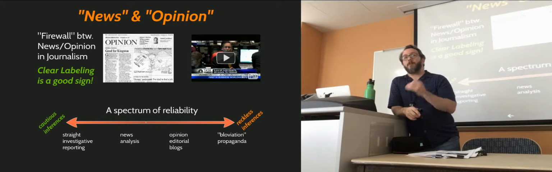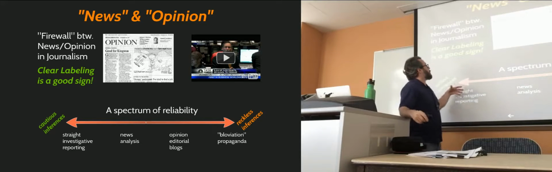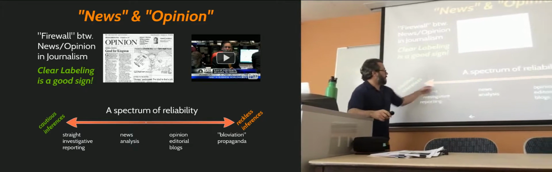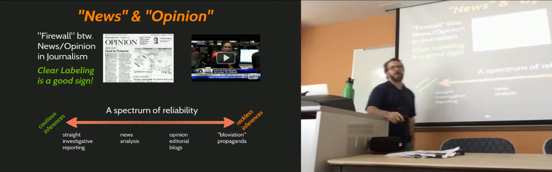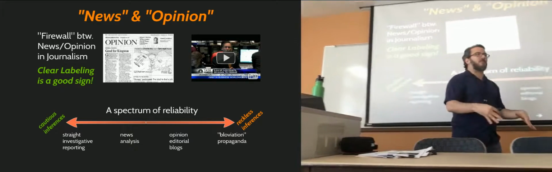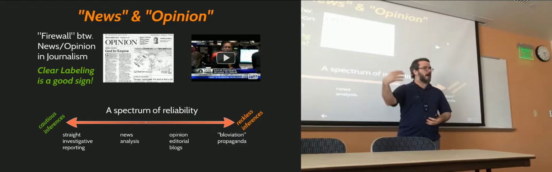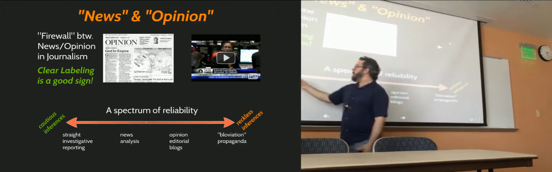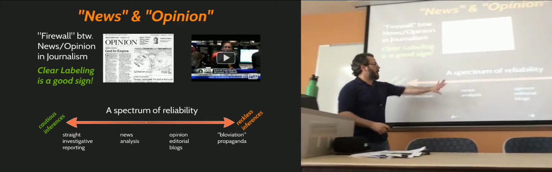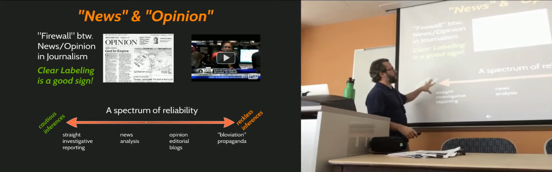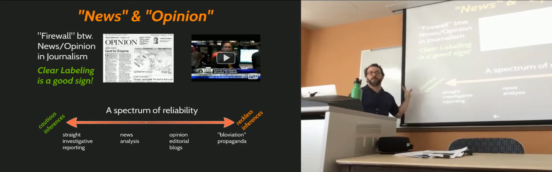It's a good sign when a media outlet labels the kind of thing we're looking at for us. So for example, if I'm looking at straight investigative reporting, a just the facts approach to reporting, I know I'm not going to get just the facts. There's going to be a little bit of context. There's going to be a little bit of framing. But we're all the way down here on this end of the spectrum of making very, very cautious inferences.